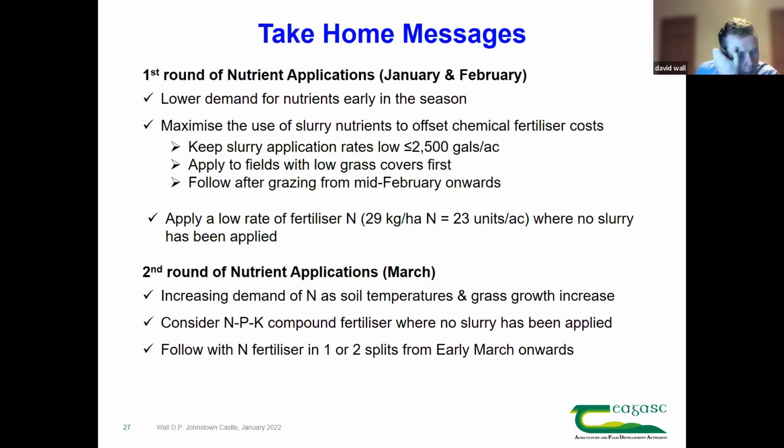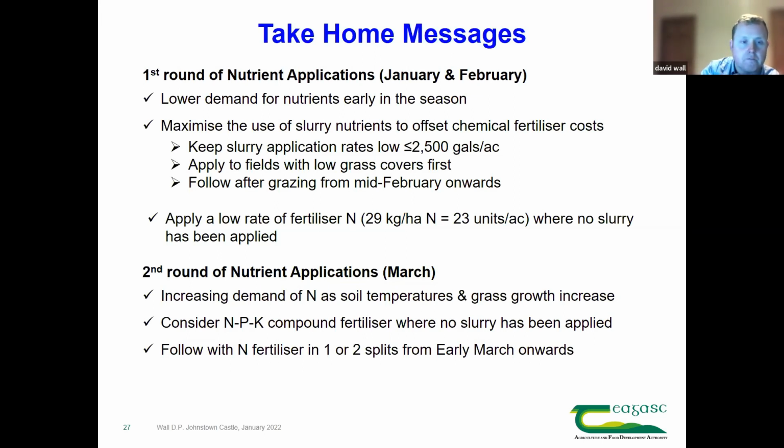Anybody going with an umbilical system, tell the contractor that you want to put out as low as they can go with those umbilical systems. If you get enough freeboard in the tank to keep you going for the next month, there's no point in emptying the tank when grass growth levels are low. That is very valuable fertilizer for the year ahead. Apply fields with low grass covers first and then follow the cows after grazing. And on any land that's not getting slurry, probably 23 units per acre is plenty in terms of the first round of nitrogen.